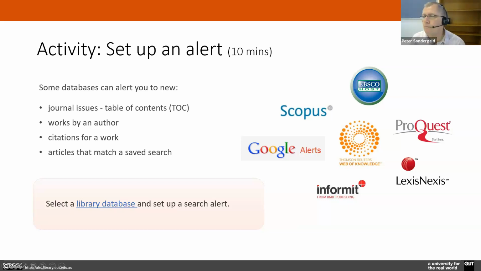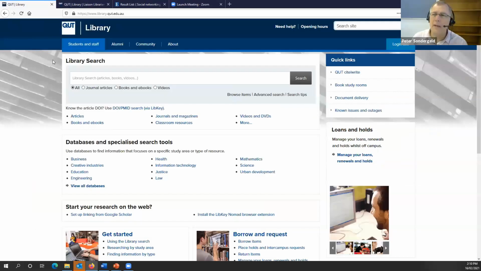So let's have a look. Imagine there's a journal that I'm interested in and I just want to be alerted when there's a new issue, new articles. Probably the easiest way to do it is to just find the publisher's website, and there's almost always some sort of facility for signing up for alerts. I could Google for the journal, but the one I'm going to demonstrate I can actually get to through the library search as well.